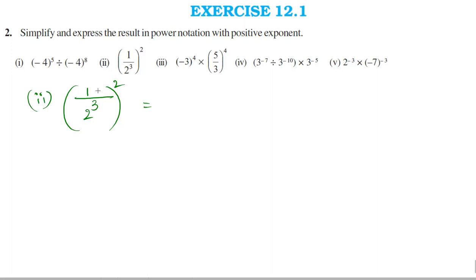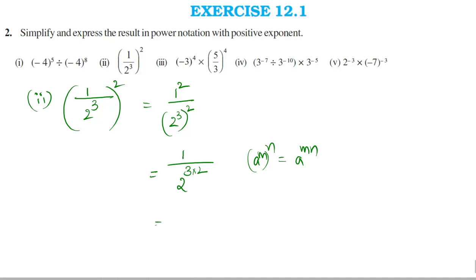We can write the square separately on both numerator and denominator. So 1 square divided by 2 cube whole square. 1 square is 1, divided by, this is in the form of a to the power of m whole to the power of n, which is equal to a to the power of mn. So 2 to the power of, multiply 3 and 2, so 3 into 2 is 6. So 1 by 2 to the power of 6. Here 1 can be written as 1 to the power of 6 also. So we can write this as 1 by 2 whole to the power of 6. This is the final answer.